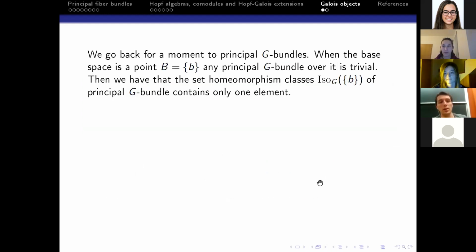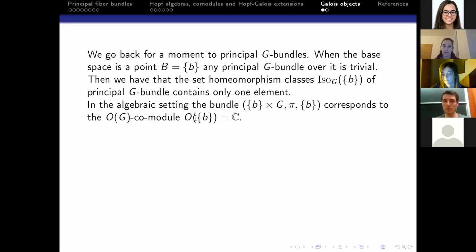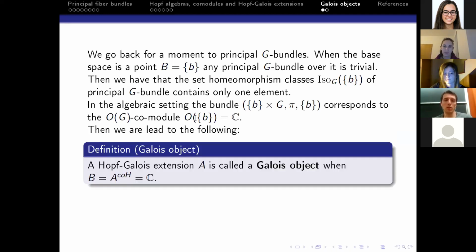Now, as we said before, in the classical, commutative case, if you consider a principal G-bundle over a singleton, the isomorphism classes of those bundles are made of just one element, the trivial bundle. What happens in the non-commutative world is something more surprising, as I will tell you in one minute. But before, just a bit of reasoning.